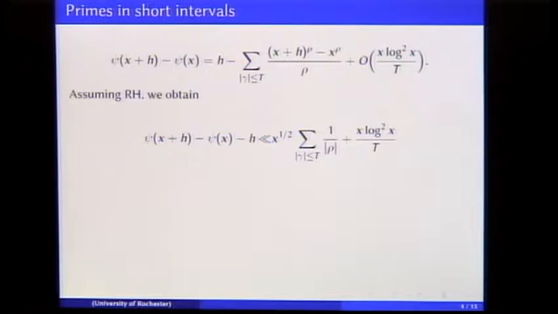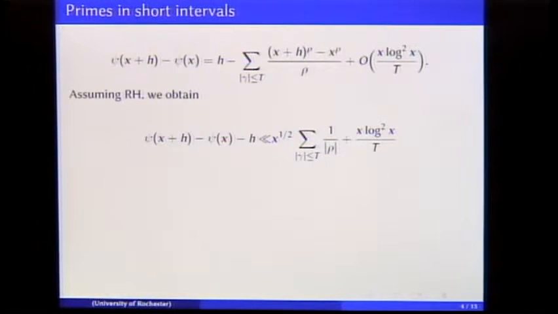And now, let's assume that the Riemann hypothesis is true, so that the question of the horizontal distribution is completely settled. Okay, then x is, in absolute value, square root of x. x plus h is no bigger than 2x, so 2x to the square root of 2x. So you get an x to the half in every one of these terms times the sum of 1 over the modulus of rho, and then this same error term.